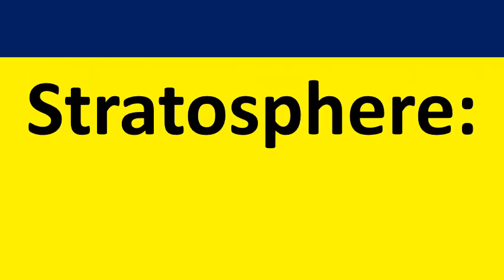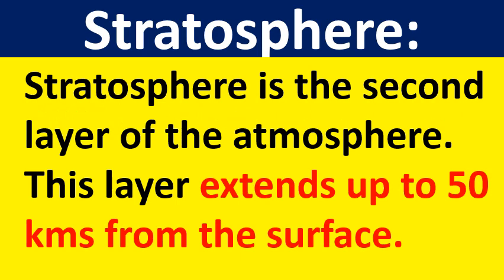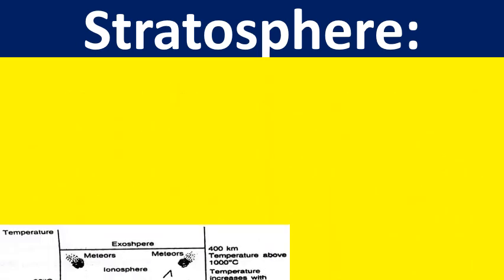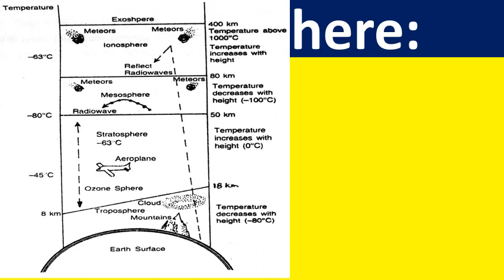Now let us know stratosphere, the second layer. Above troposphere, you have stratosphere. Stratosphere is the second layer of the atmosphere. After crossing troposphere, you reach stratosphere. This layer extends up to 50 kilometers from the surface. Dear students, again see here, this stratosphere is the area where all our jet planes, aeroplanes move.